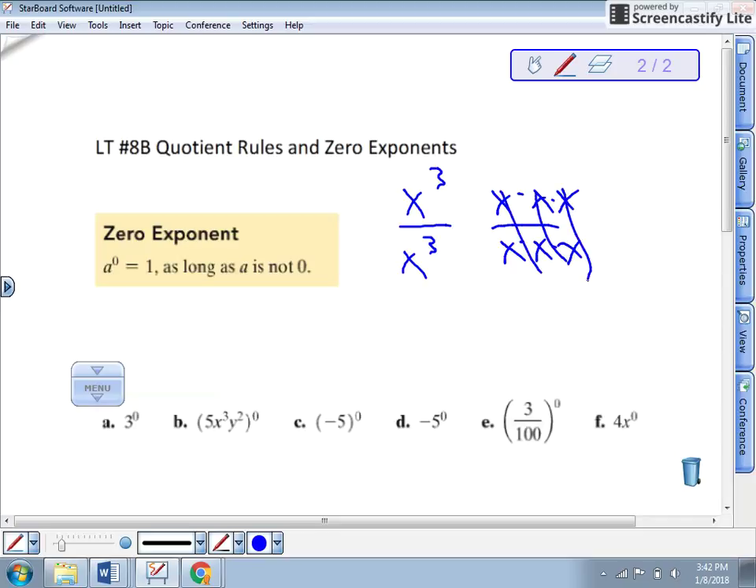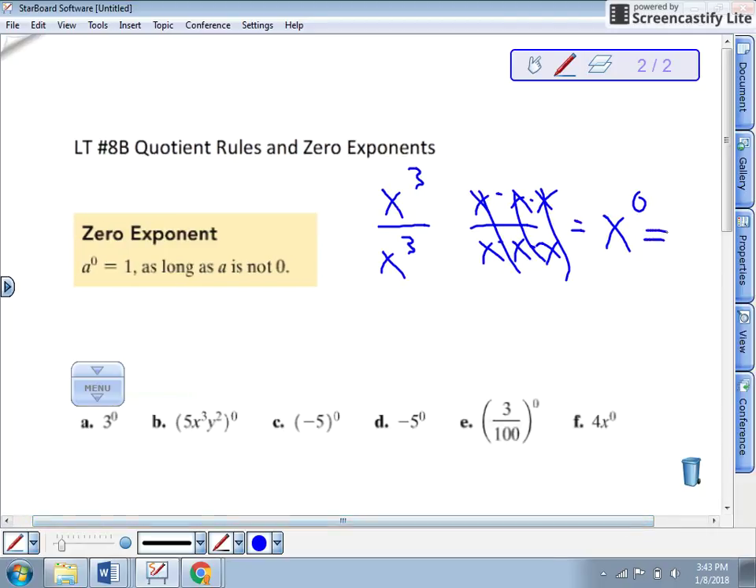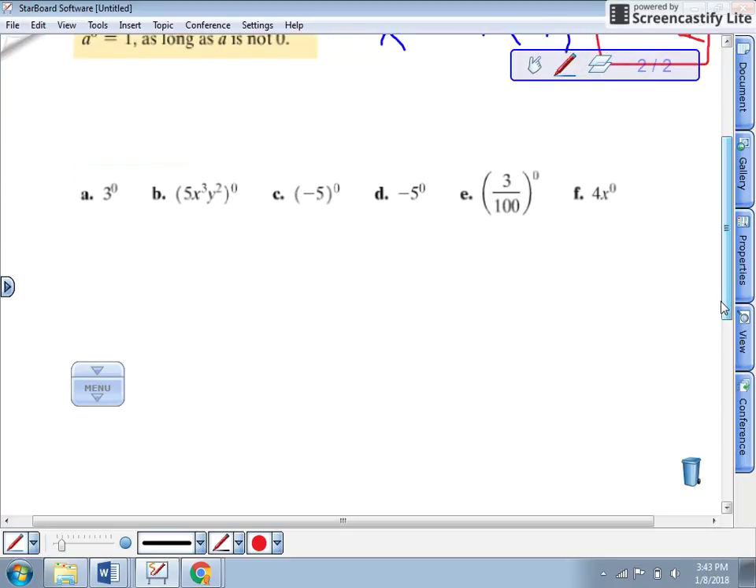Or you're going to say 3 minus 3 is x to the 0. But it's the same thing top and bottom. When everything top and bottom cancels out, we know that it actually equals the number 1. So that's why anything to the 0 power simply equals 1. Knowing that makes these problems really easy. Anything to the 0 power is just 1.